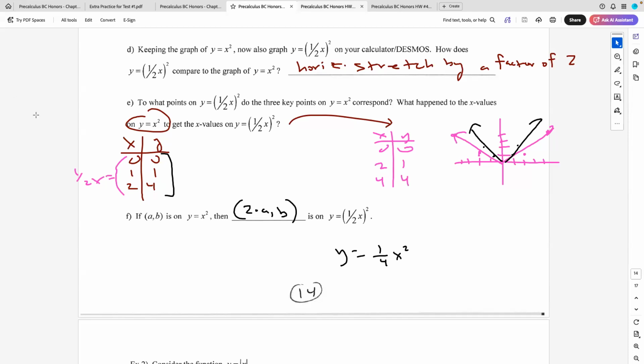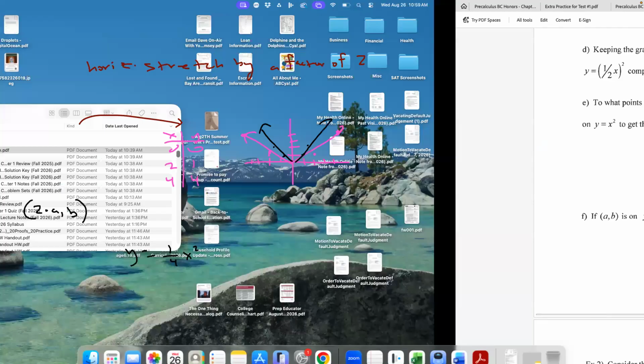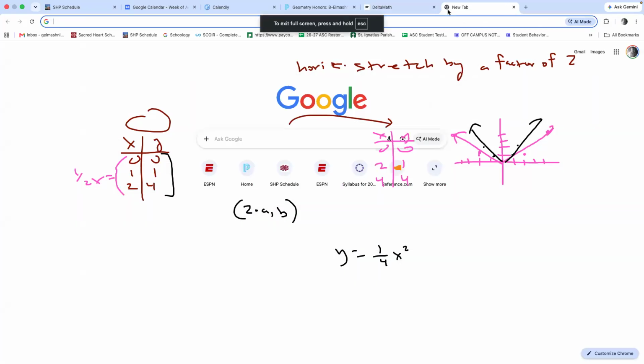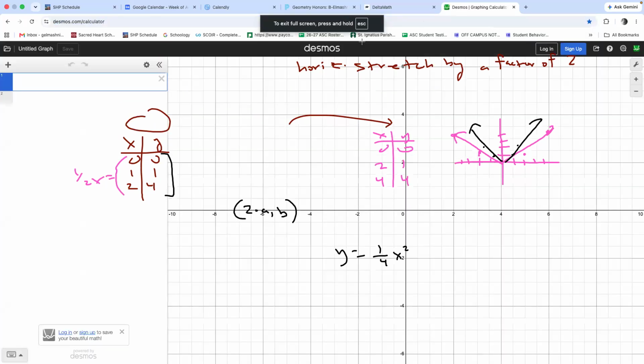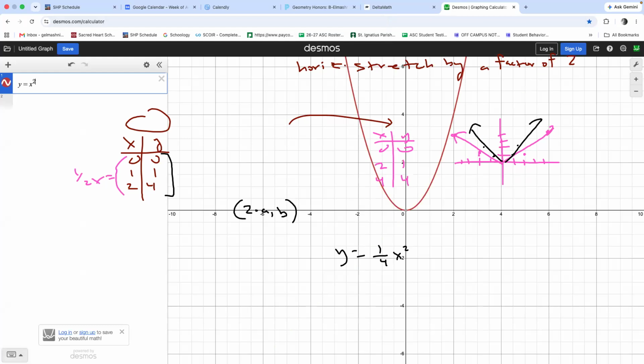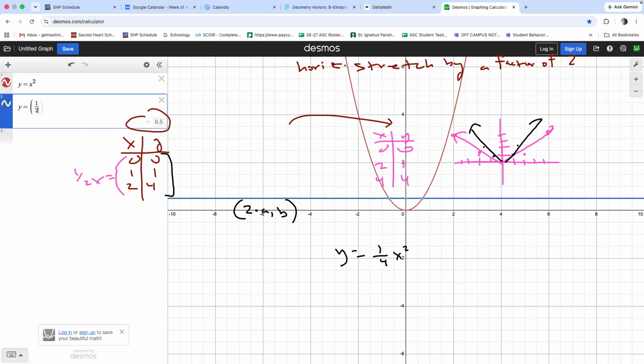So actually, let's explore that because I think that's a good thing to talk about. So y equals x squared. Y equals 1/2.